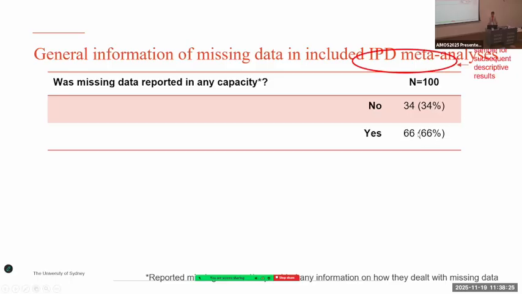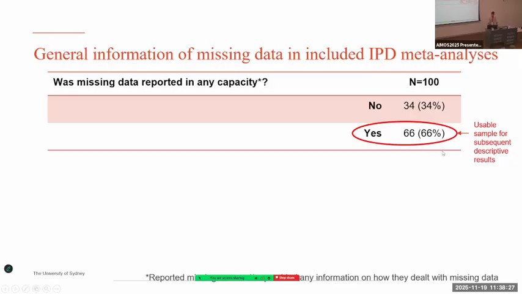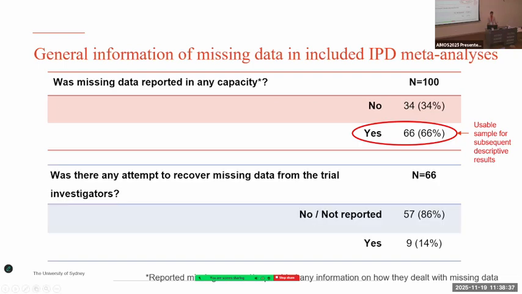And in any case, because 66 papers had reported something about missing data, all of the following results in this presentation will be based on the 66 papers. For example, we collected whether there was any attempt to recover missing data from the trial investigators. Only 9 reported yes out of the 66, but this is probably a reporting issue rather than something that wasn't being done.